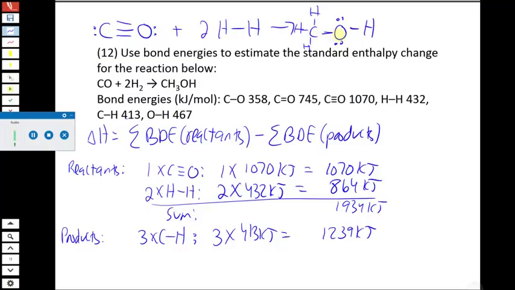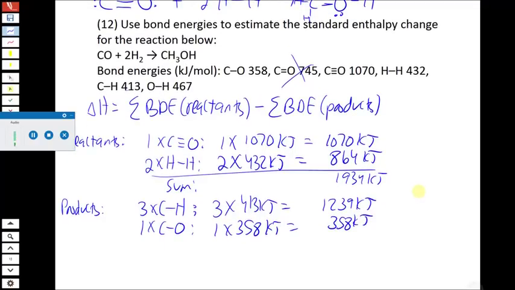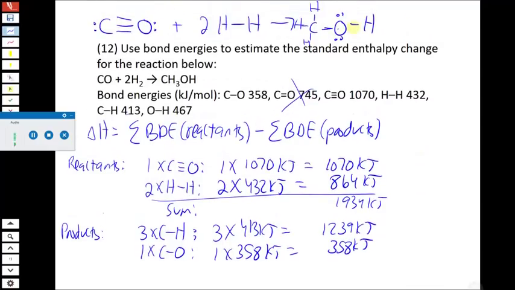We have 1 carbon-oxygen single bond, so the bond order for carbon-oxygen went from triple to single, so our product has 1 carbon-oxygen single bond now. So we don't use the double bond energy at all. We're going to use the single bond energy of 358. There's only one of those, so we just take it once. And then we have 1 OH bond. This OH bond here also has to get counted, and OH bonds are 467 kilojoules per mole.